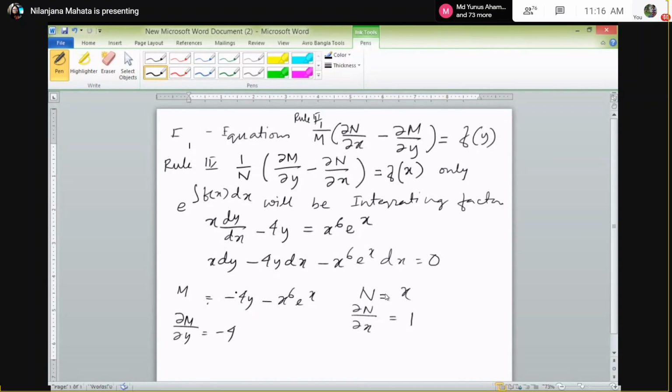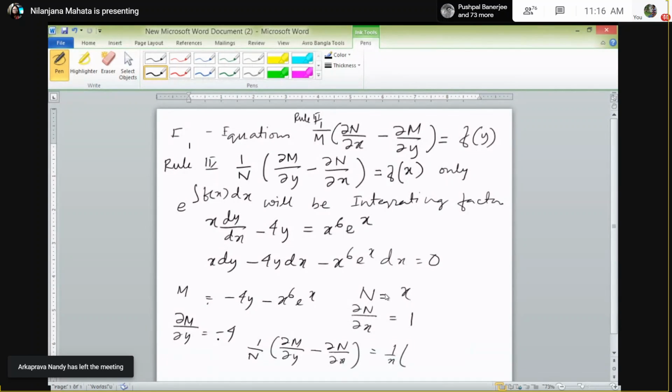So this is ∂M/∂y not equal to ∂N/∂x, so this equation is not exact. Now what is 1/N (∂M/∂y − ∂N/∂x)? 1/N is 1/x, and ∂M/∂y is −4, and this is −1. So this is −5.